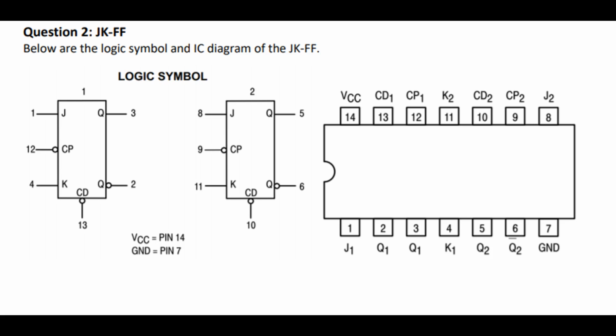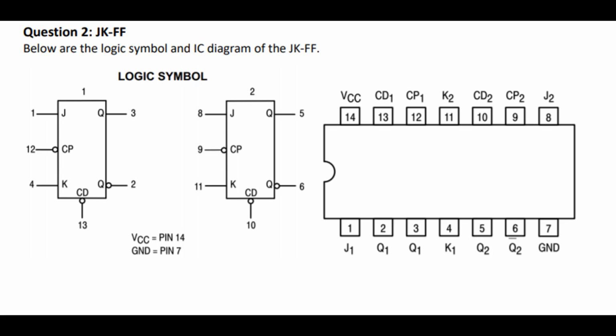AND gate. Function: the AND gate produces an output of 1 only when all of its input signals are 1. It multiplies two binary values. Truth table: A, B, A AND B. 0, 0, 0. 0, 1, 0. 1, 0, 0. 1, 1, 1.